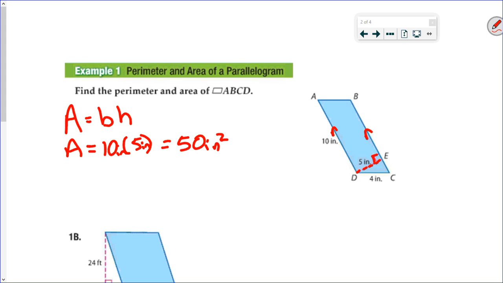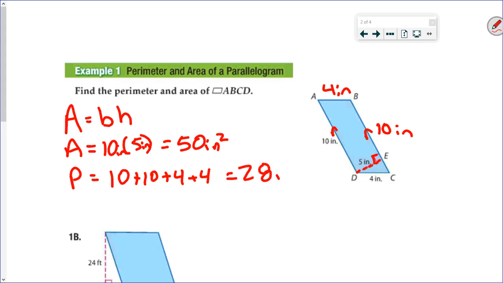So 5 times 10 is 50, and area is a squared unit, so inches squared. And for perimeter, of course, you just add all the side lengths up. In a parallelogram, opposite sides are congruent, so 10 plus 10 plus 4 plus 4. We get that the perimeter is 28. And that's a linear unit, so 28 inches there. Right, so that's how we find the area of a parallelogram and perimeter of a parallelogram.